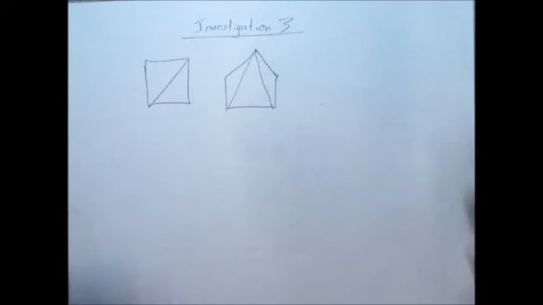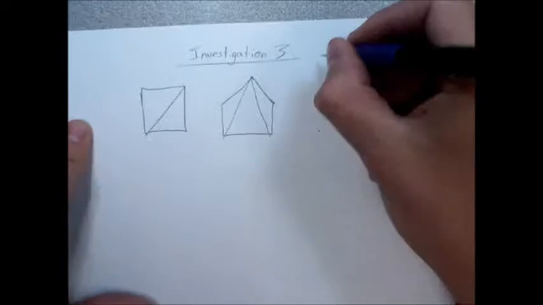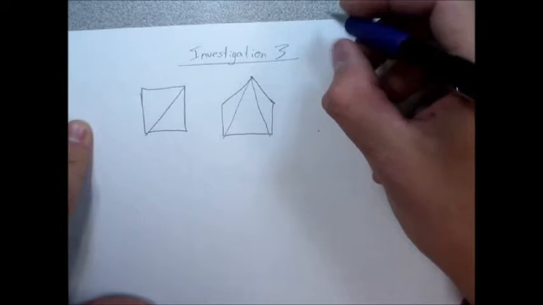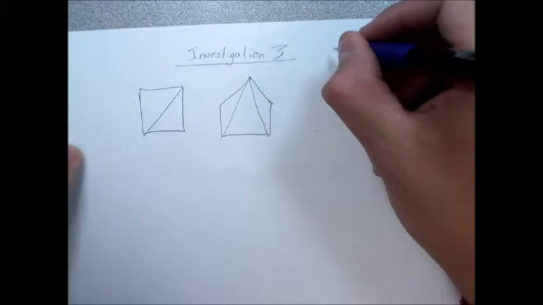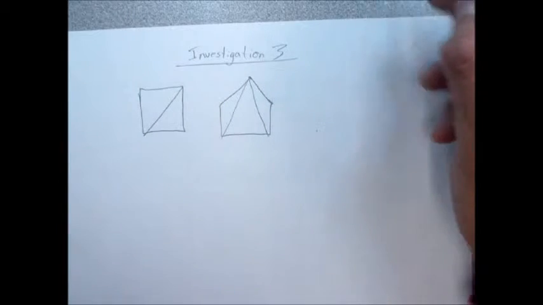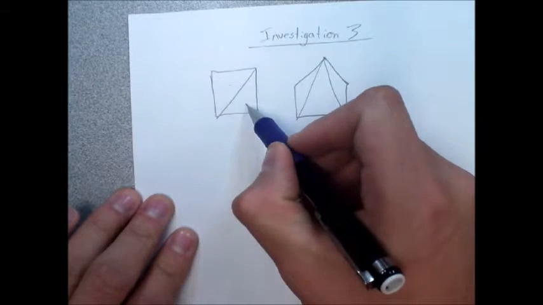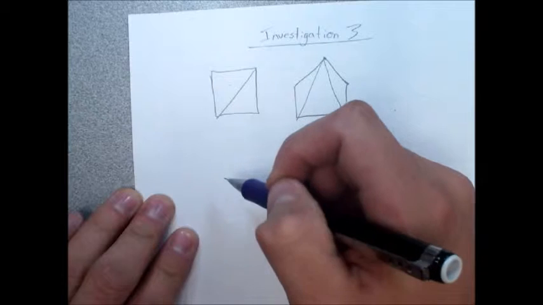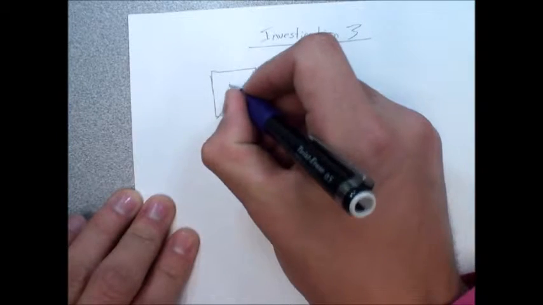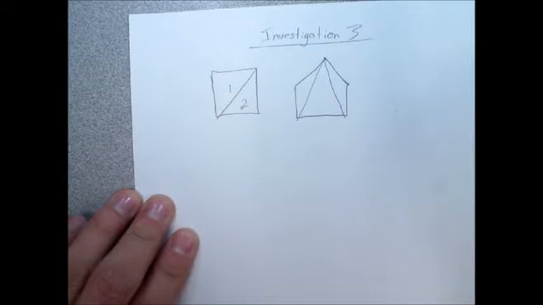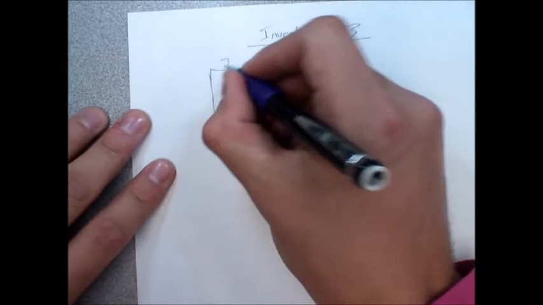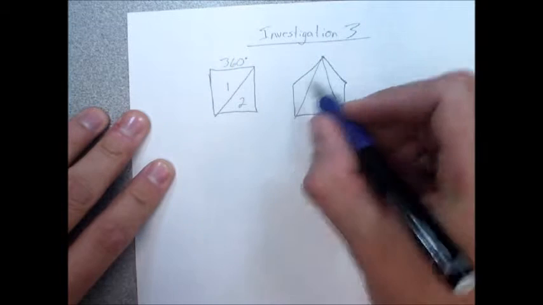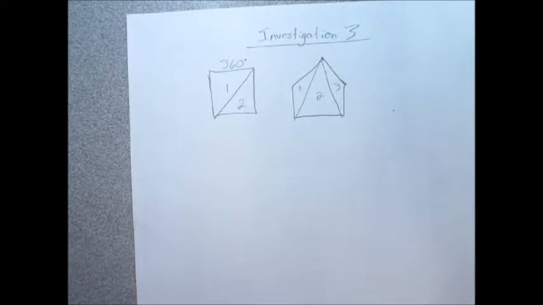Okay. What we need to remember here, how many degrees is in a triangle? In a triangle, 180, right? So if this has 2 triangles in it, how many degrees are inside of this square? It has 2 triangles. 360, right? So this one has 360 degrees. If I have 1, 2, 3 triangles, then I have how many degrees?